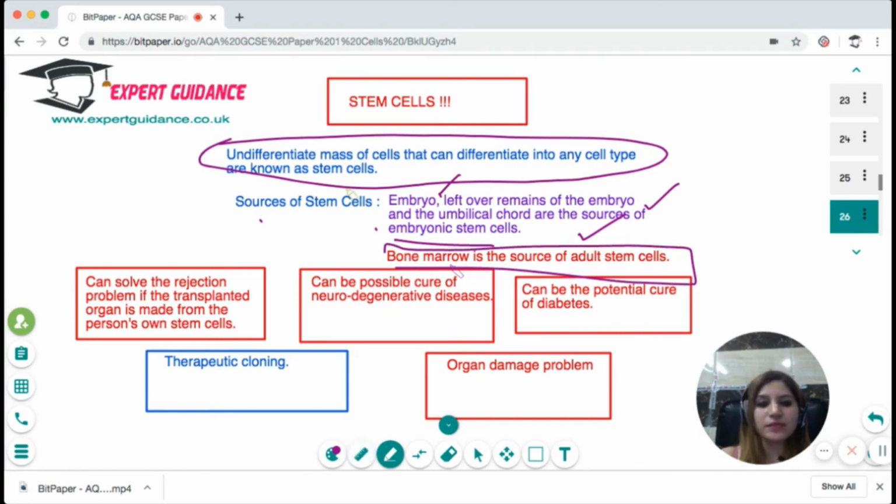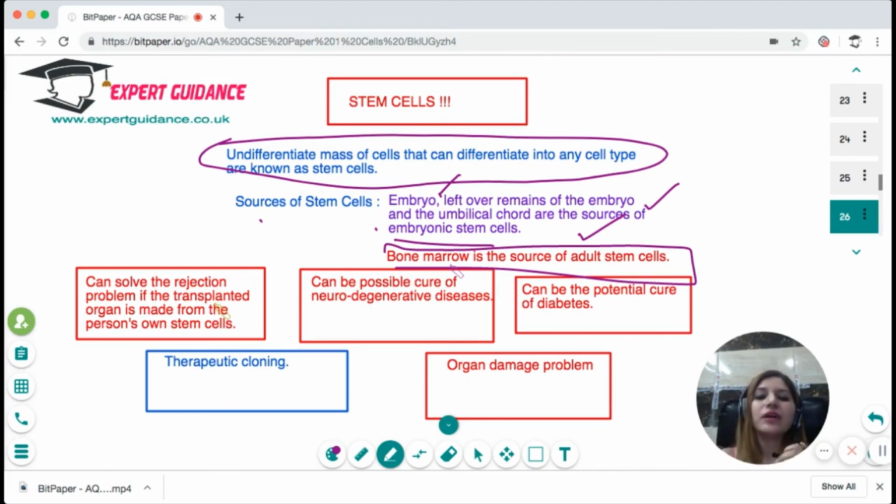Now, what are the possible promises of the stem cells? There are a lot of cases in which transplantation fails due to rejection by the recipient of the donor organ, because the body recognizes it as foreign and the immune system tries to kill it. But if the stem cells of the person's own body are used to generate the organ, then the chances of rejection can be solved. Second, there are a lot of neurodegenerative disorders in which part of the nerve cells get damaged. If the person's stem cells can recreate those nerve cells, then the neurodegenerative disease can be treated. Diseases like blindness can be treated. It can be a cure for diabetes.